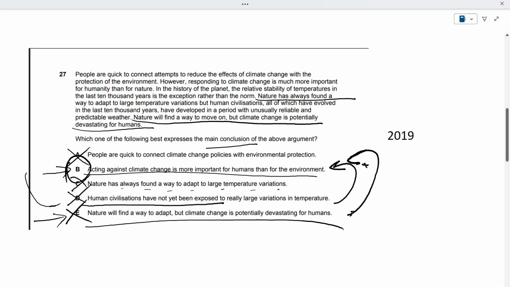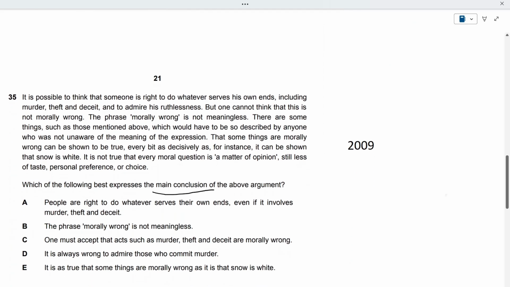We can rule out E, the answer is B. I'll do one more. This is 2009, question 35.